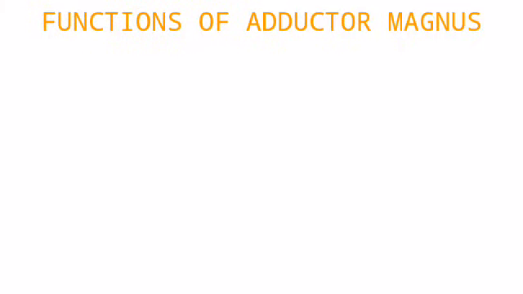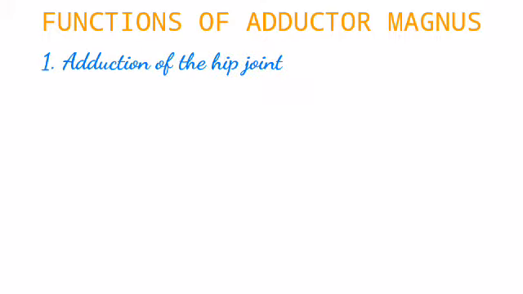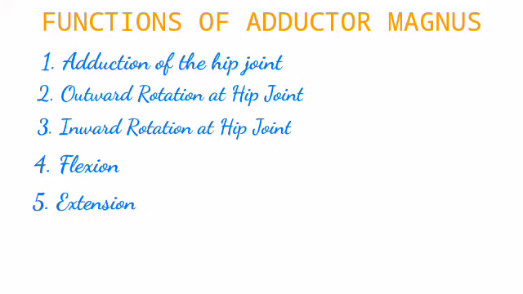The functions of the adductor magnus are the hip adductors. The primary function of the adductor magnus is adduction of the hip joint. The other functions of the adductor magnus are the outward rotation, the inward rotation, the flexion, and the extension at the hip joint. Overall, it helps in giving balance to the pelvic bone during standing, walking, or running.